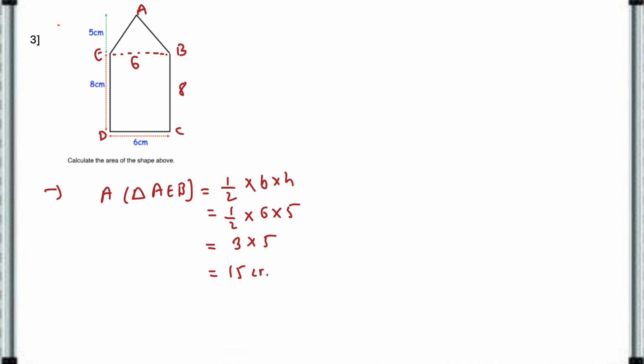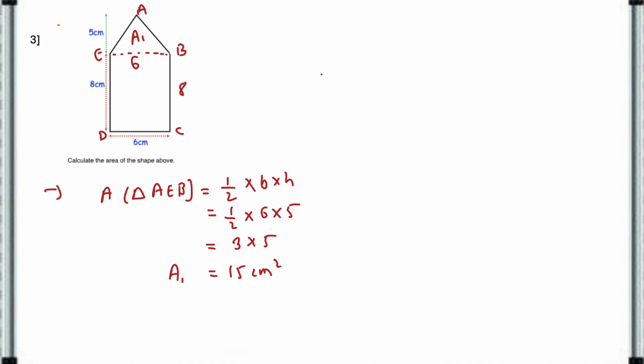So now initially I'm finding the area of triangle AEB. What is the formula of area of triangle? 1 by 2 into base into height, right? So 1 by 2 into height we have 5 and base we have 6, into 5. So you will get 1 by 2 into 6 will be 3 times 5, that is 15 centimeter square. Okay, I'm considering this area as A1. So you will get the area of the first shape, area of triangle AEB is 15 centimeter square.